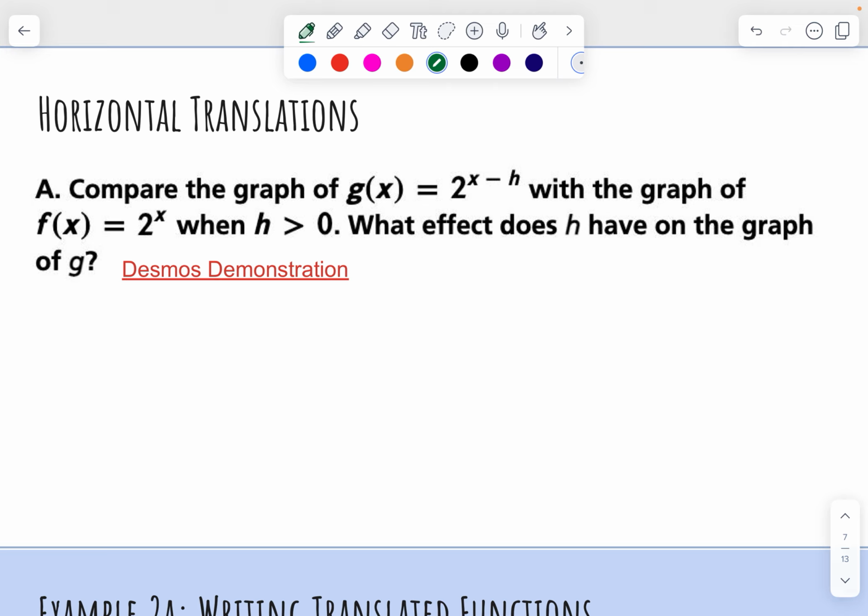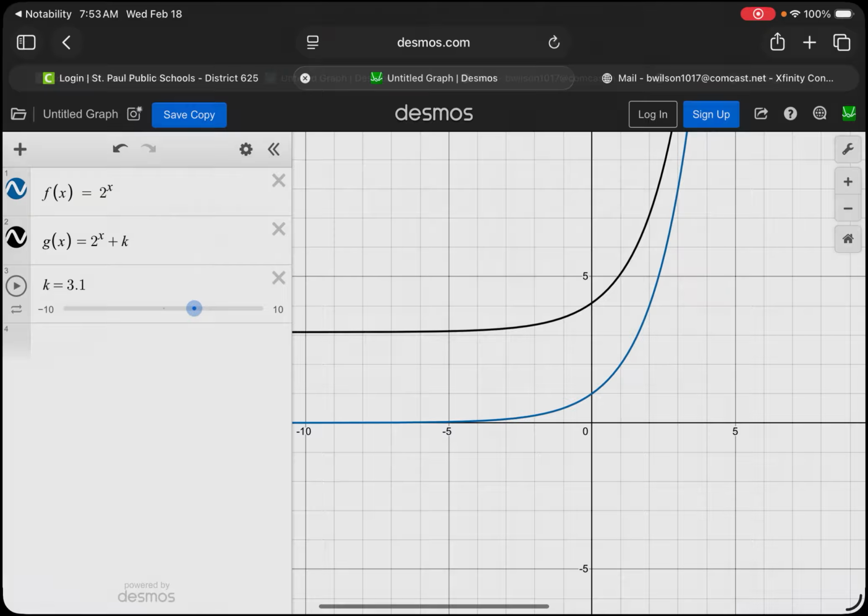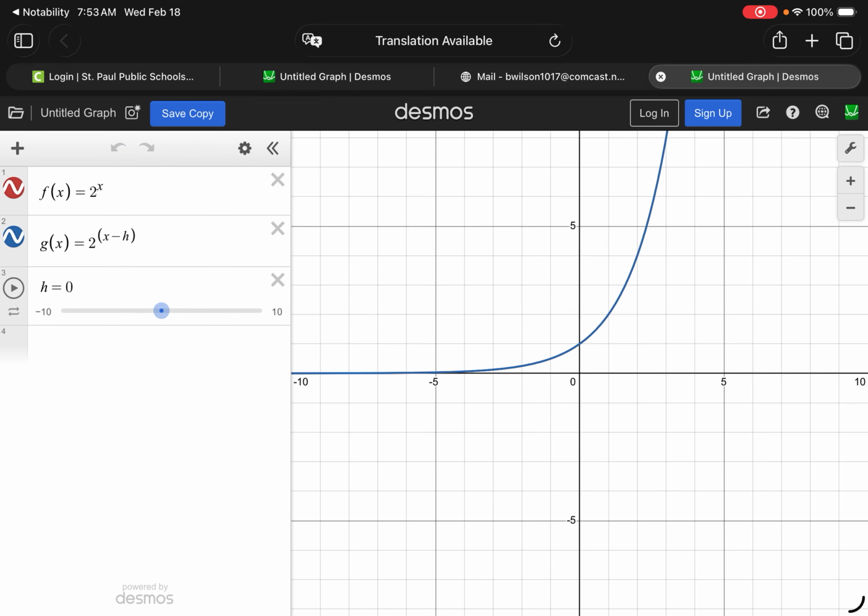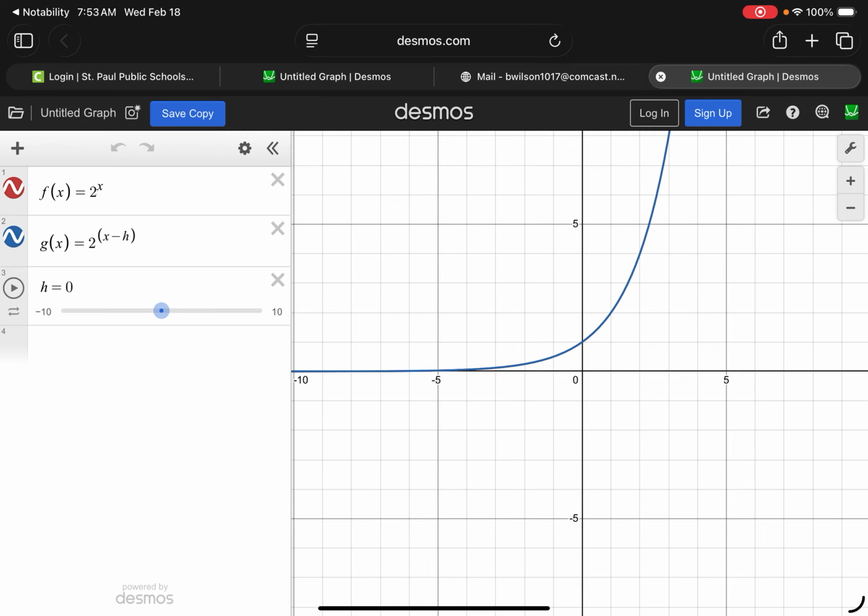Now let's look at how subtracting or adding a number to the exponent affects the graph. So again, we have two different graphs here. You'll see as I start moving the blue graph around. The red graph is going to be regular 2 to the x, and the blue graph is going to be when I'm subtracting a number from the exponent.